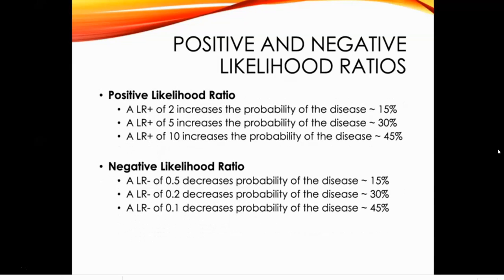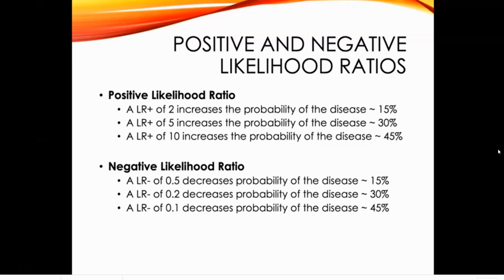Here are a couple of thumb rules that you can use to see how much a positive and negative likelihood ratio impact the probability of having the disease. I especially want to point out that a positive likelihood ratio of 2 doesn't double the probability of the disease, and a negative likelihood ratio of 0.5 doesn't halve it. The reason I point this out is because this is actually a combination of odds and not only probability.